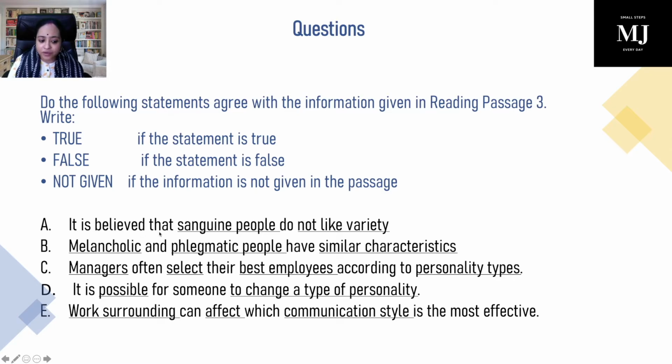It is believed that sanguine people do not like variety. As I said, proper nouns. What kind of people? What people? Sanguine people. Proper noun. Underline it. Do not like variety. What do they not like? Variety. Okay, and do they like? No, do not. So not becomes important. Not like variety. Now think about the paraphrase versions or the synonyms for variety, guys. Variety can be changes, right? So keep that in mind. Now let's go back to the passage.